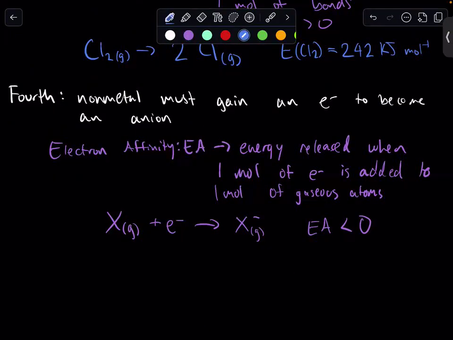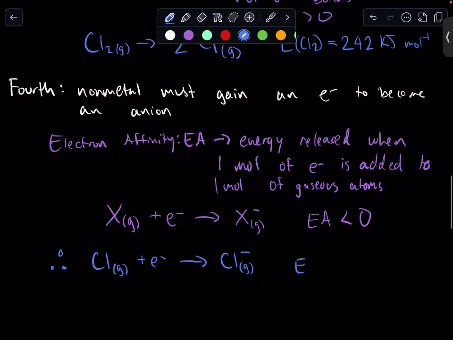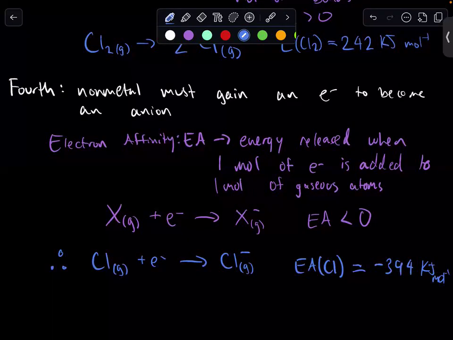For our chlorine, Cl gas plus an electron reacts to form chloride gas. That chloride has an electron affinity of negative 394 kilojoules mole inverse. All these values are in the data booklet, by the way. I'm not pulling them out of nowhere. They're in the data booklet.